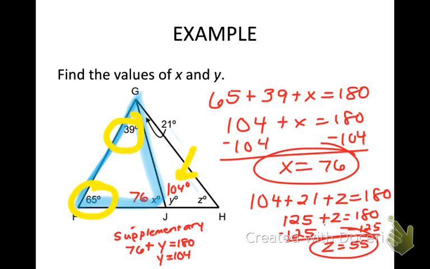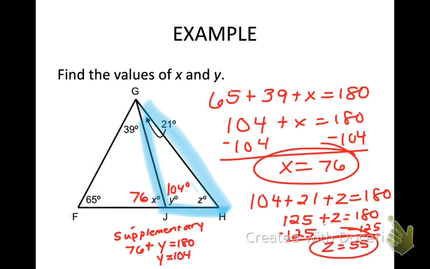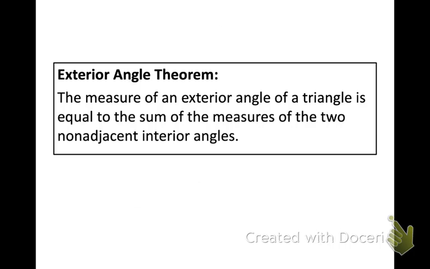Let's see if it works on the other side. So focus on this triangle. Notice here I have 21. Oh, and we did say z was 55, so let me bring that back in. And now look at your exterior angle here. Is 55 plus 21 76? Yes, it is. So this gets us into what we call the exterior angle theorem.